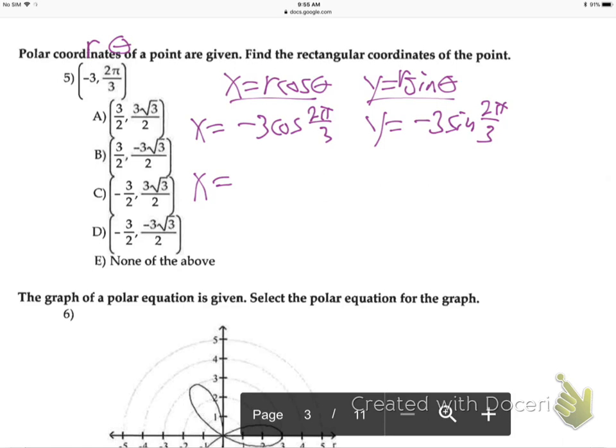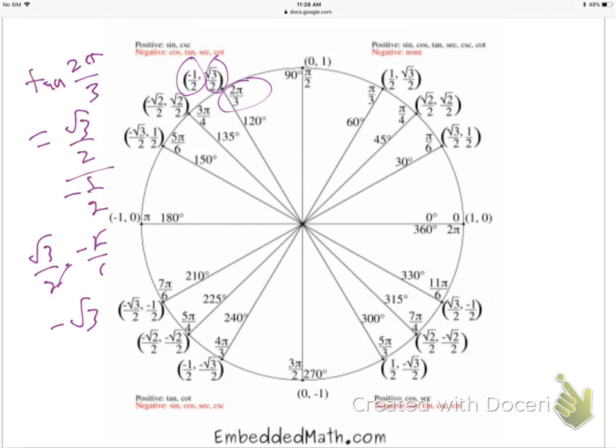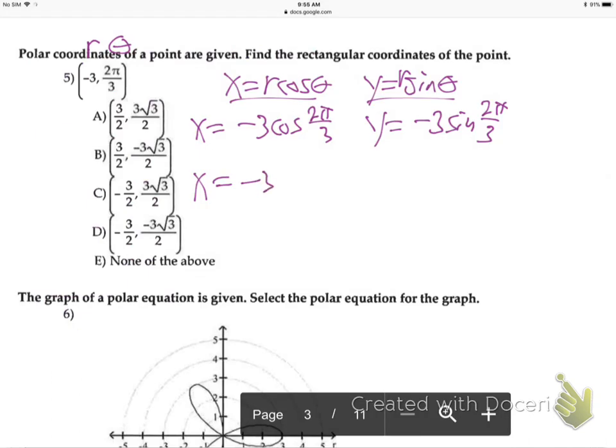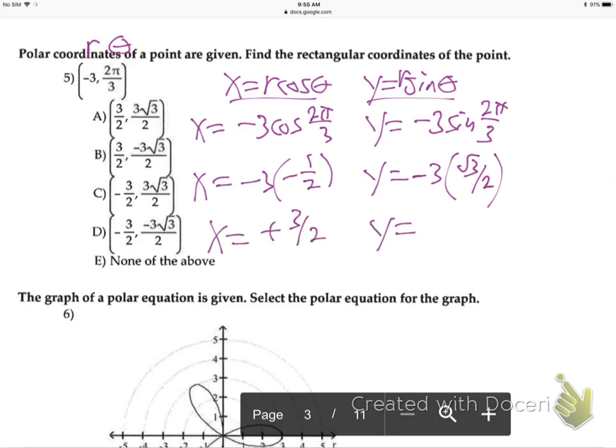Okay, so now find the cosine 2 pi over 3 and the sine. Go to that unit circle, same thing we were just looking at there. So 2 pi over 3 is right here. Here's cosine, here's sine, 2 pi over 3. Sine's root 3 over 2, cosine's negative half. So this is 2 negatives, positive 3 halves. Y is negative 3 root 3 over 2. There's the xy. So 3 halves, negative 3 root 3 over 2 is B.